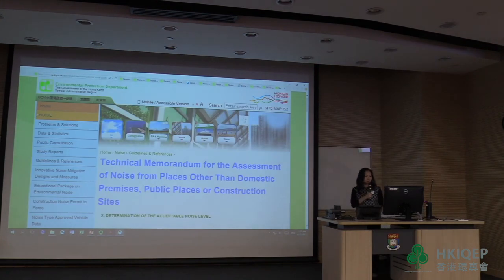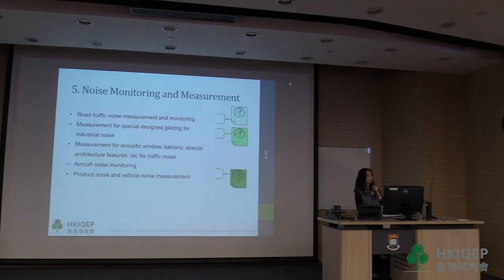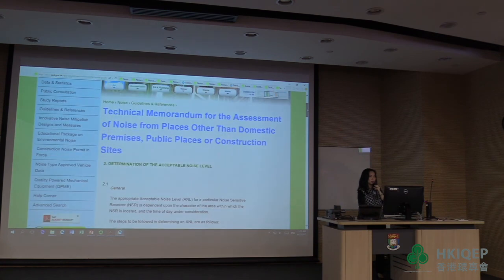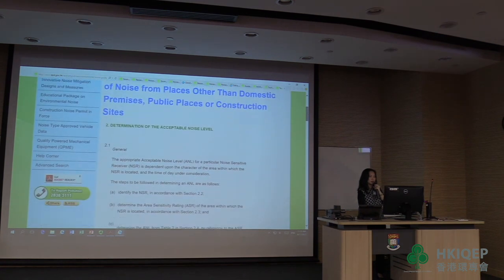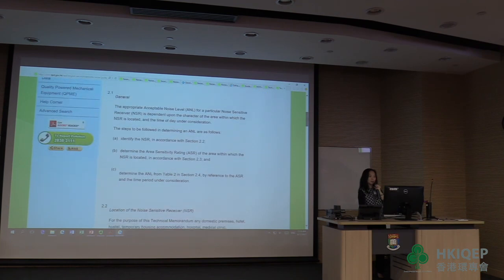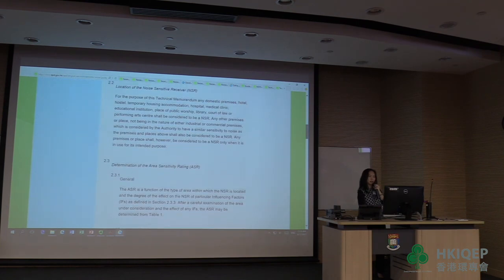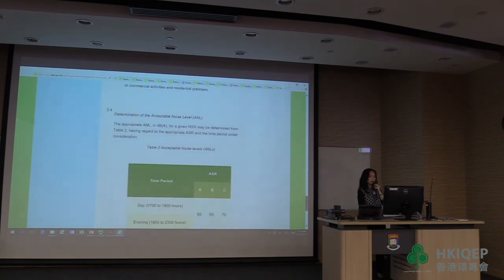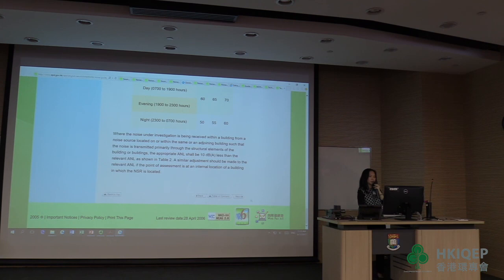And the measurement of special design glazing for industrial noise, for which we have to make reference to this technical memorandum for the assessment of noise from places other than domestic premises, public places, or construction sites. So you can see it's very detailed in the TM about the determination of the acceptable noise level, and also, let me go to the measurement parts.